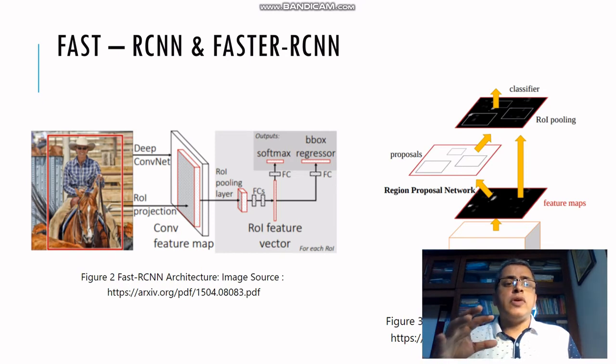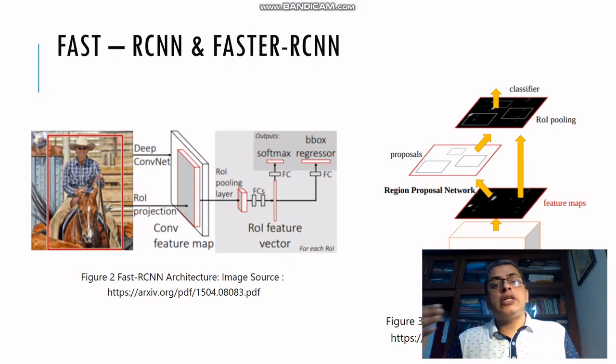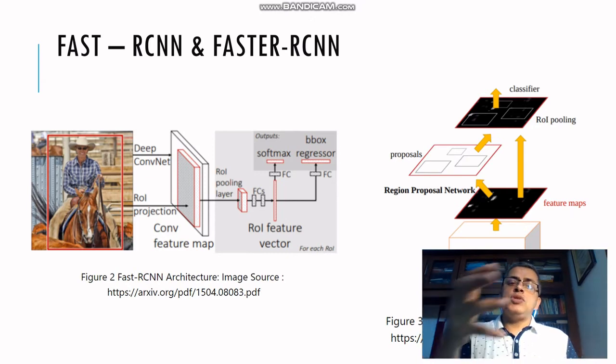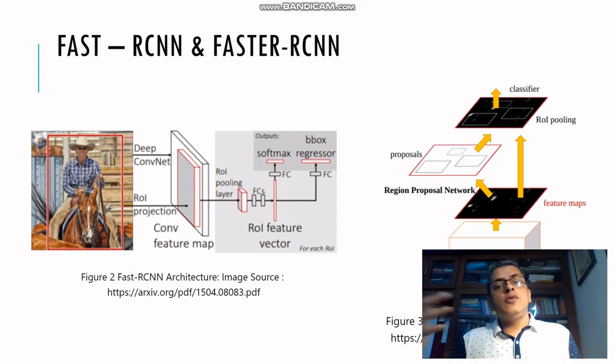Because of this, at inference time, this FAST-RCNN had terrible performance because you still had to depend on a selective search algorithm to give the proposals. And this was corrected in another version, which came a month or two after the FAST-RCNN was published, called the FASTER-RCNN. Now we'll see what the FASTER-RCNN is next.